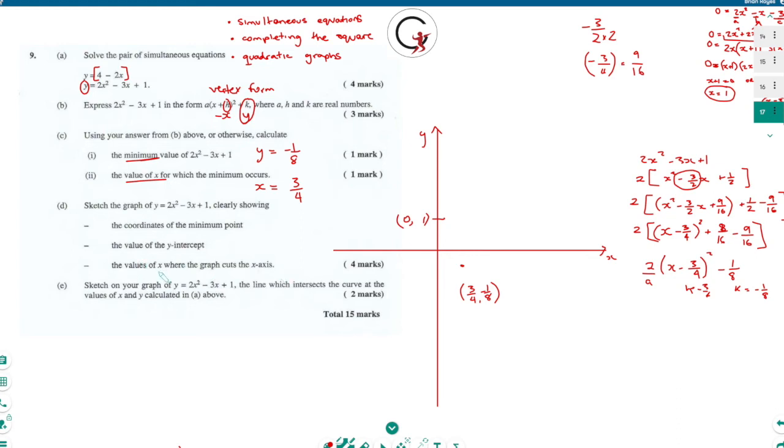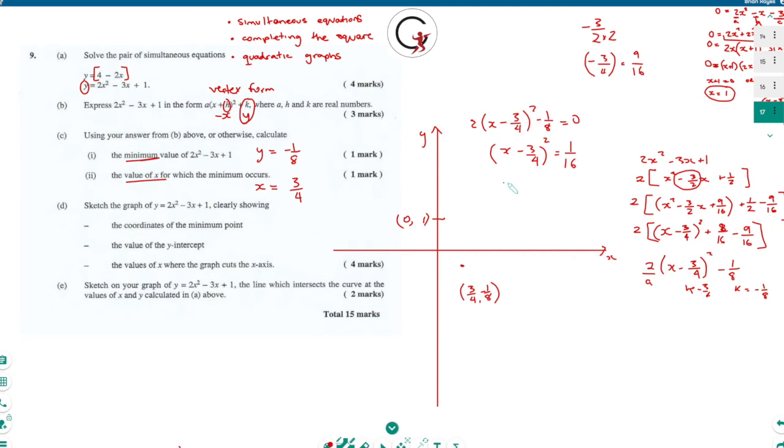The way that you find the values of x where the graph cuts the x-axis is by equating what we had right here, which was 2 open bracket x minus 3 over 4 all squared minus 1/8, to 0, and then solving for x. Alright, so to solve this, we're going to say x minus 3 over 4 all squared is equal to, we're going to move this 1/8 over by adding 1/8, and then we're going to divide by 2, which makes it 1 over 16, and that's all squared.